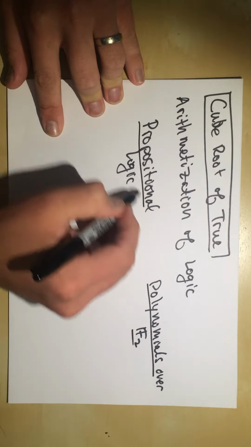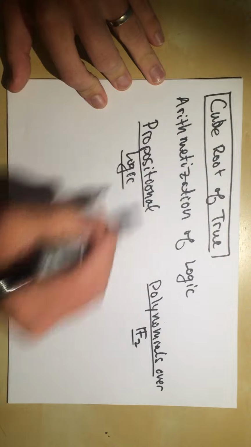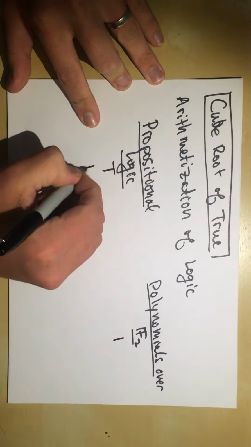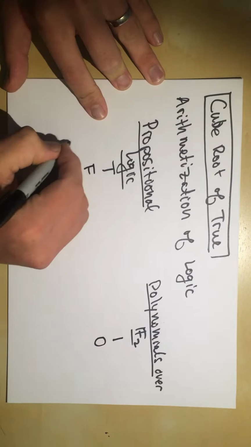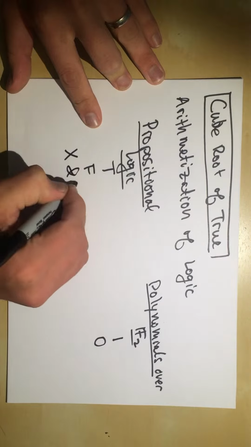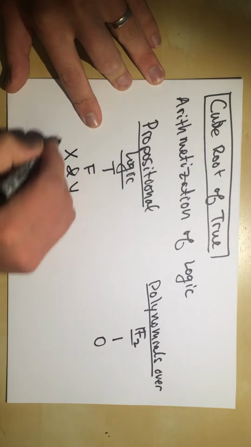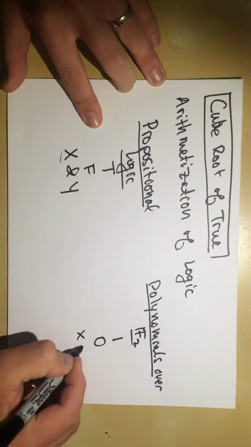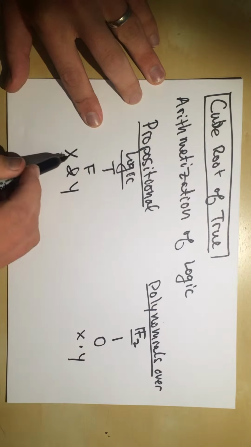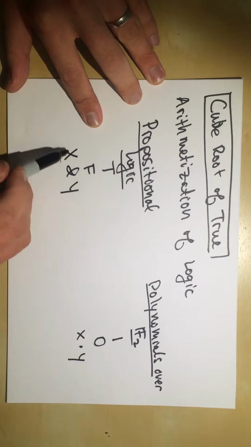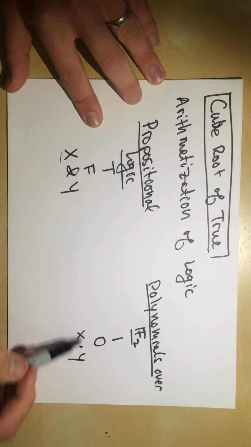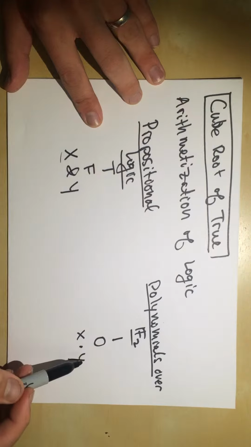Well, let me just start with the conversion. So true goes to 1, false goes to 0. And now you can start to do things in propositional variables, x and y. This goes to, now I'm going to do capitals over here, lowercase over here, x times y. Okay, so here, this is true if and only if both of these things are true, just like this is equal to 1 if and only if both of these are 1.